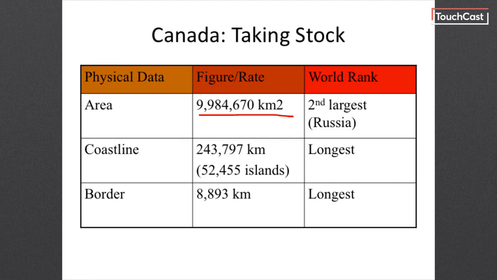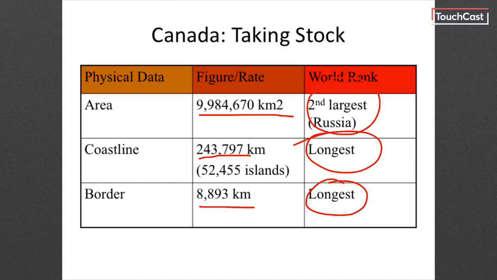9,984,670 square kilometers. That is the second largest in the world after Russia. Our coastline is the longest in the world at 243,797 kilometers. That is the longest. And a lot of that, of course, is because our coastline includes more than 52,000 islands. So that obviously inflates the number. Our land border is 8,893 kilometers, and that is the longest in the world.